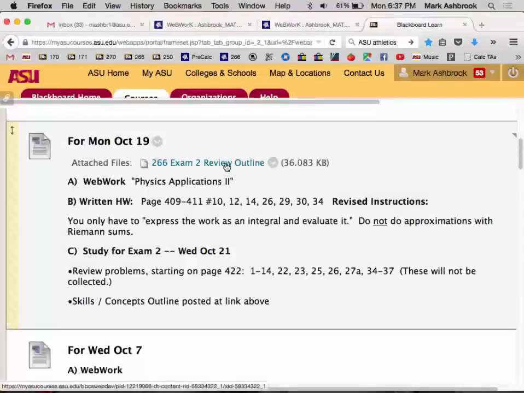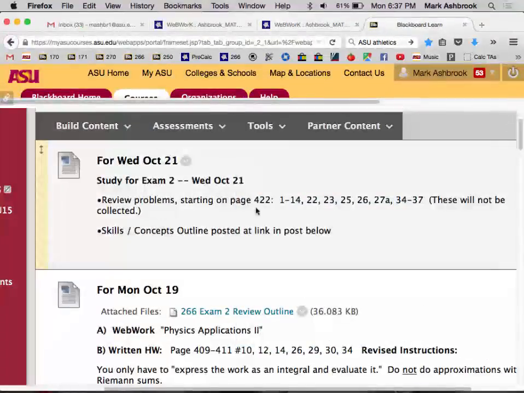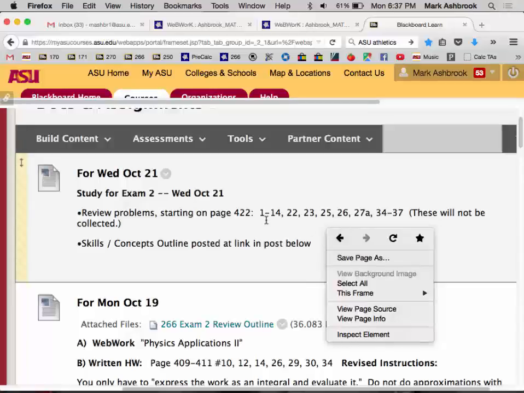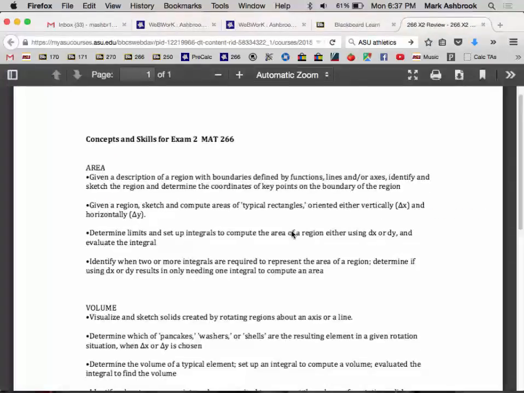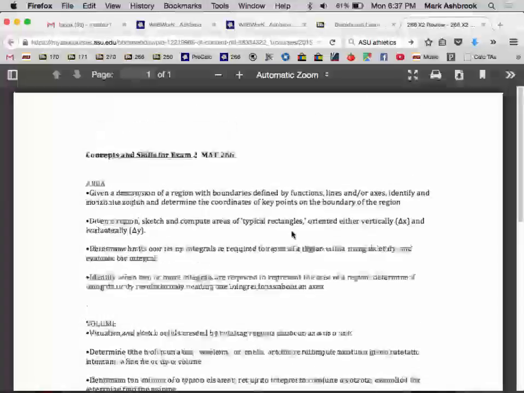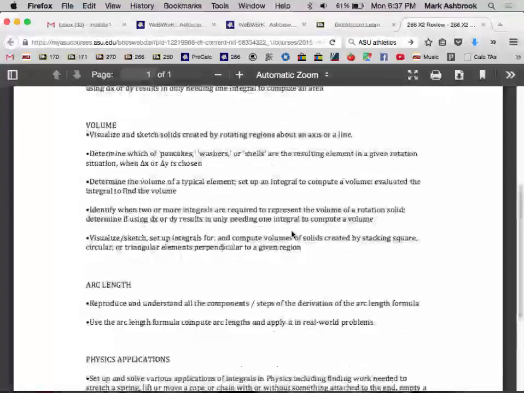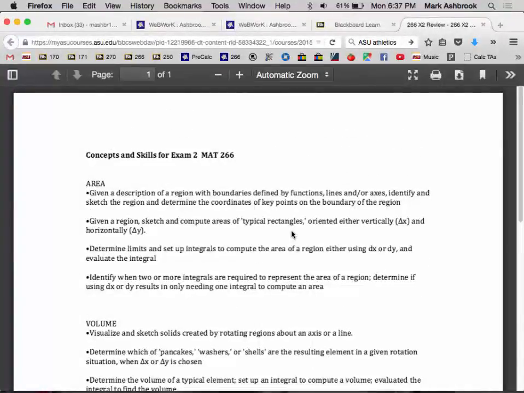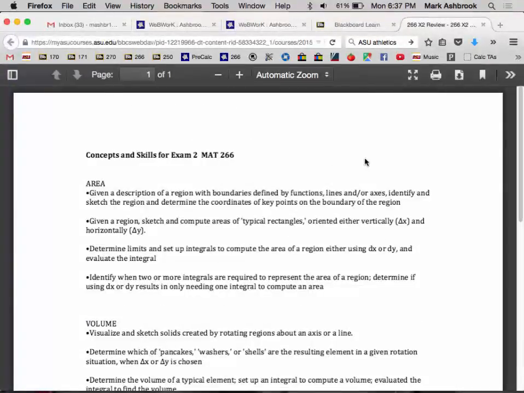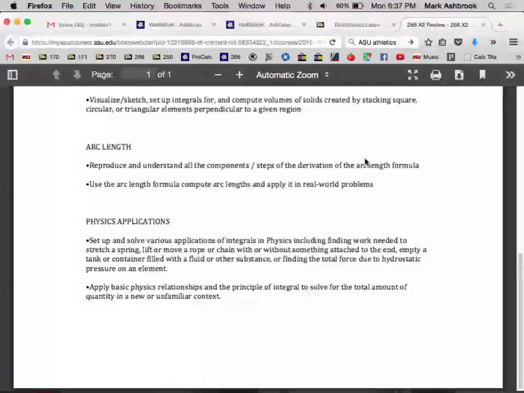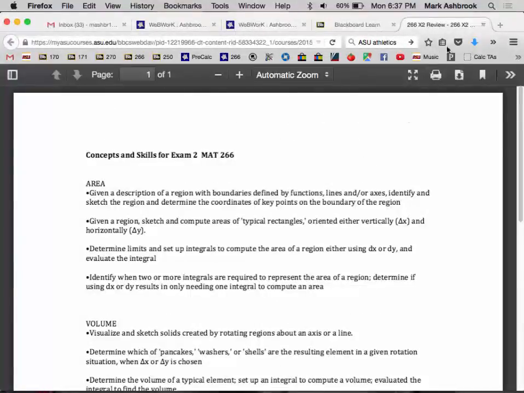So just in case you didn't notice, I just reposted the study for exam. Here's good practice problems, but they won't be collected. So from the book, and then I posted this review outline. There's nothing on the exam that's not mentioned here or something we emphasized in class. Okay, everything on the exam comes from this list of things. So make sure that if you want to succeed, you've got to cover all these bases, and then you will succeed.